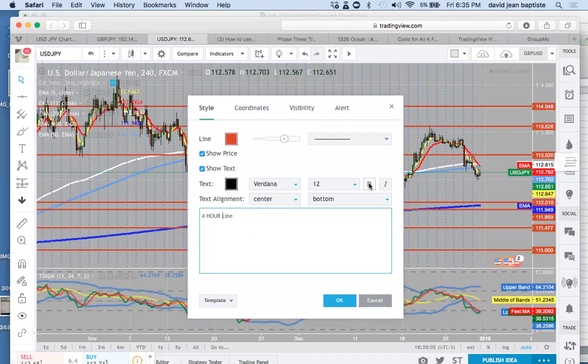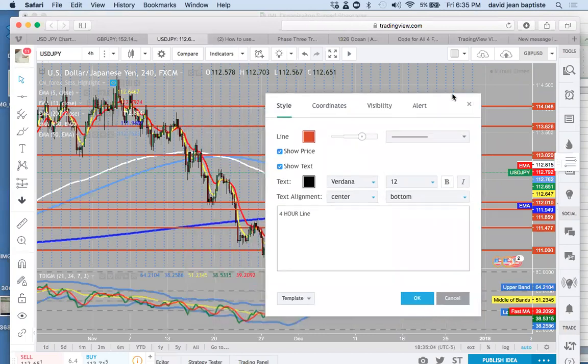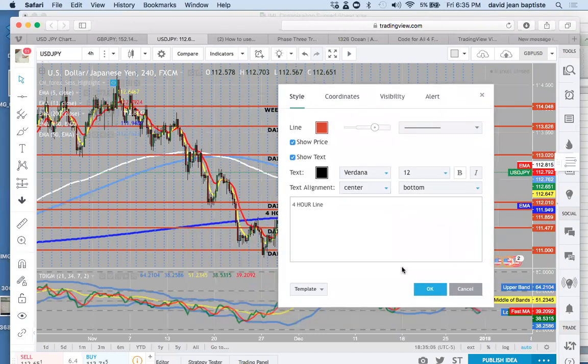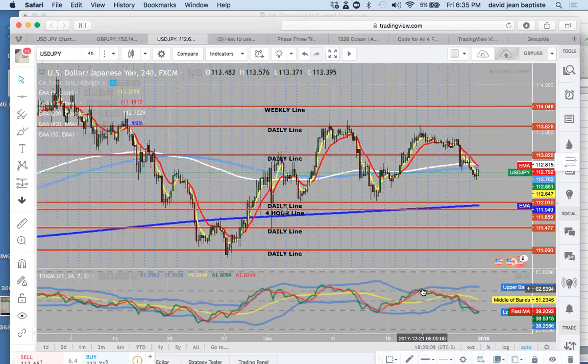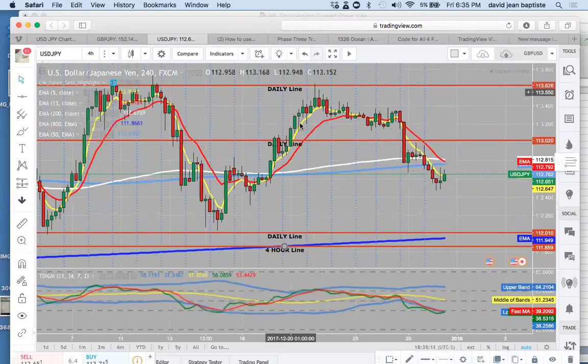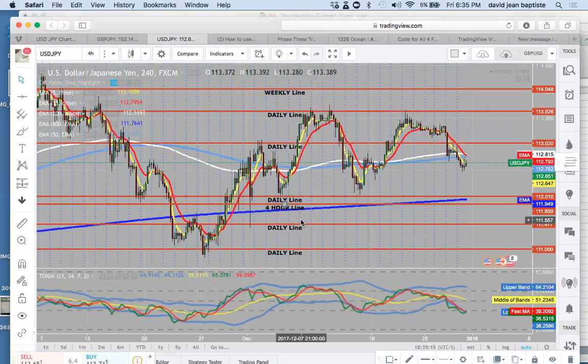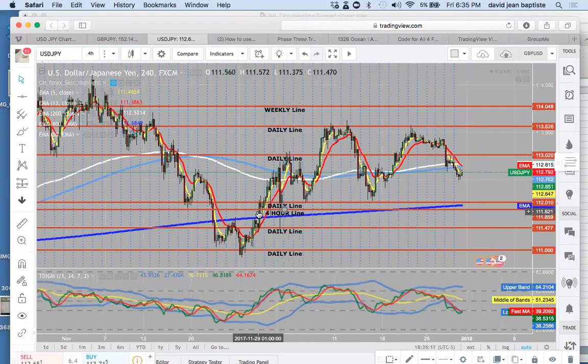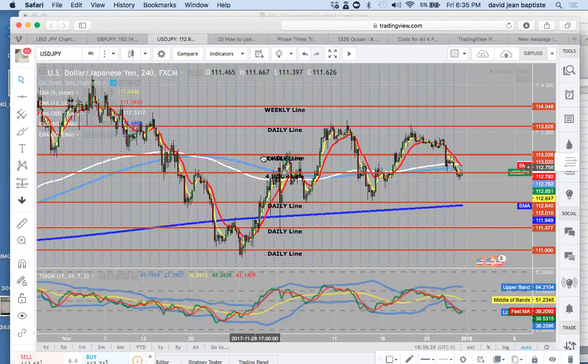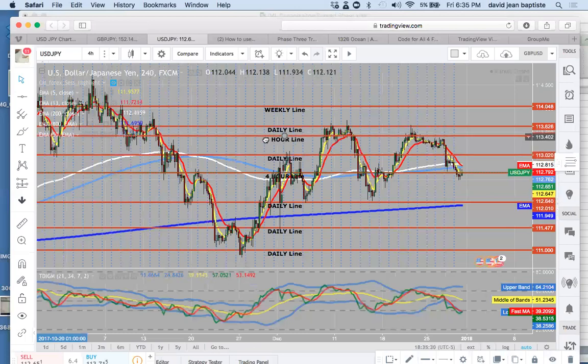Oh, and if you want to place it in bold, you could, and just keep it in the center. So if you were to zoom in, as you can see, it's always going to be in the center, no matter what. If you zoom out, it's always going to be in the center. I find that very effective for me, just in case I want to look at something in particular, I know where my supports and my resistance lines are. Okay.